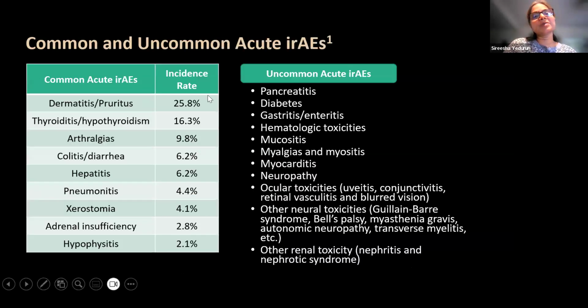But the most common of all is dermatitis or pruritus. Patients present with itching, rashes, every dermatological manifestation. I was reading about it.